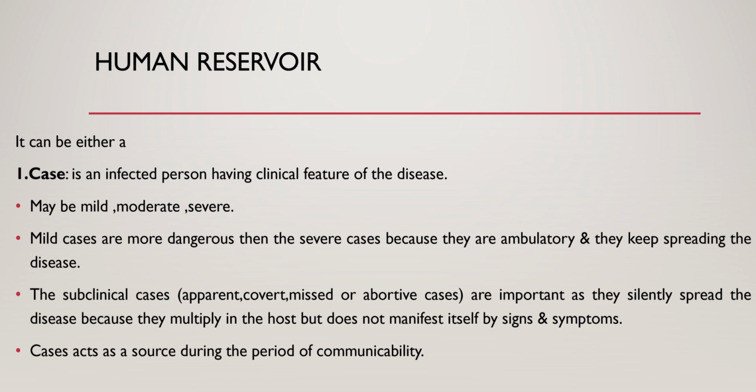We know that mild cases are more dangerous than severe cases because they are ambulatory and keep spreading the disease. The subclinical case, also known as apparent, covert, missed or abortive cases, is important as it silently spreads the disease: it multiplies in the host but does not manifest itself by signs and symptoms. Cases act as a source during the period of communicability. So mild cases and subclinical cases are much more dangerous than moderate and severe cases.